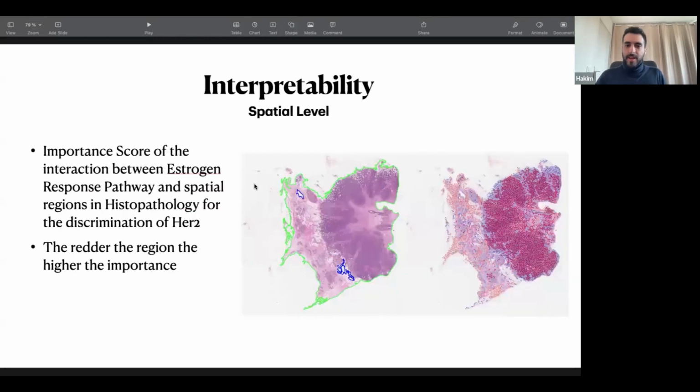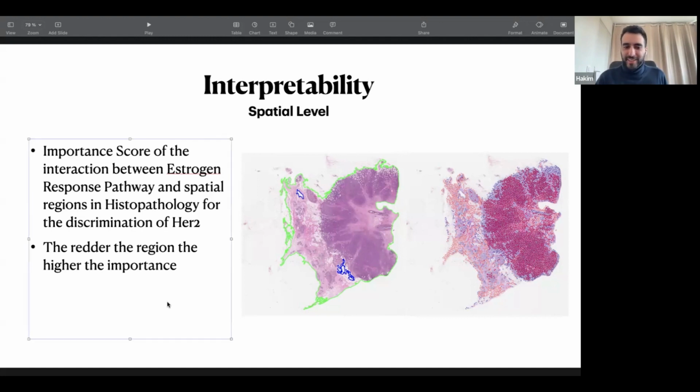Sorry. Now about the spatial level. As I said before, we can try to output a score for the importance of a specific interaction between a pathway and the spatial region for the classification of HR2. Here you can see a quick heat map showing that the tumoral region is actually highlighted, but we can't say much from this image, as heat maps are rough to interpret.